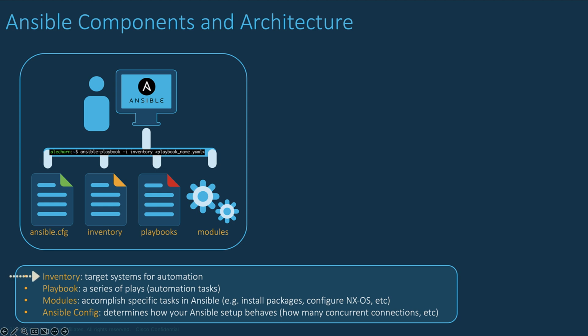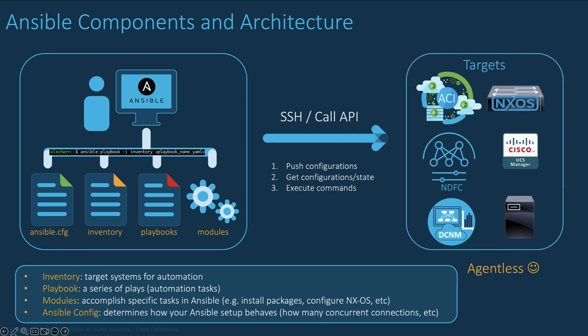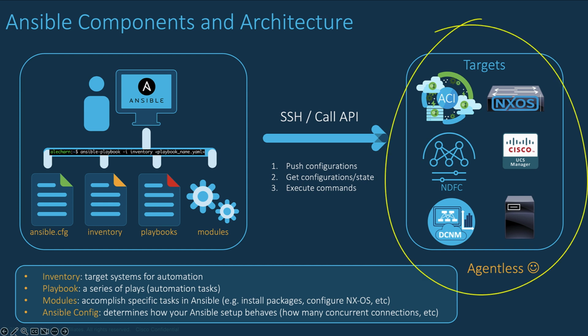In short, you need to edit the inventory file with your controllers and your playbooks with your expected tasks. When done, you can push and get the configuration and the states of your target component, which can be an NDFC controller or DCNM or an APIC controller if you wish to program an ACI fabric or an XOS device or UCS server or Nexus dashboard service and much more.